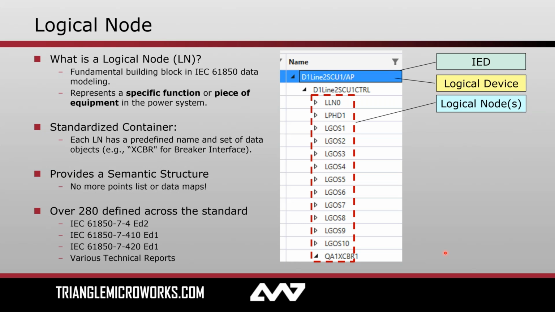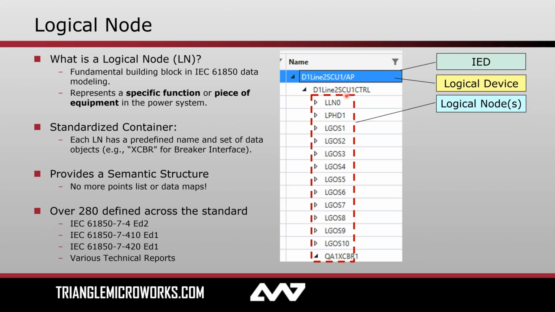Included in the handout that we have included in this webinar, you can see a list of some of the common logical nodes. Why do we do it? Well, it's an interoperable way for us to describe the capabilities of our substation and group data within it. There are over 280 total that are defined across the standard, in multiple different documents and technical reports.